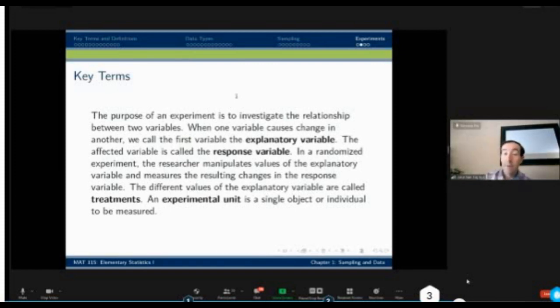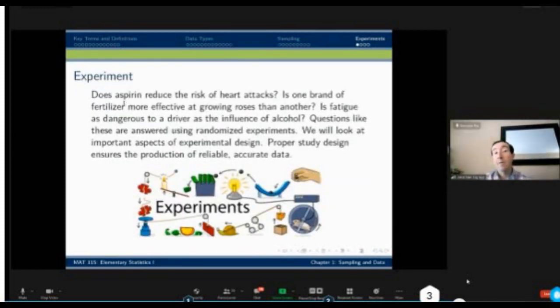That is, if I go back to the example over here, if I have one group taking aspirin and one group not taking aspirin, I could ask, does the group taking aspirin experience fewer heart attacks, or the same number of heart attacks, or more? And looking at the differences between those groups would allow me to potentially deduce something about the impact of taking aspirin on the risk of heart attacks.